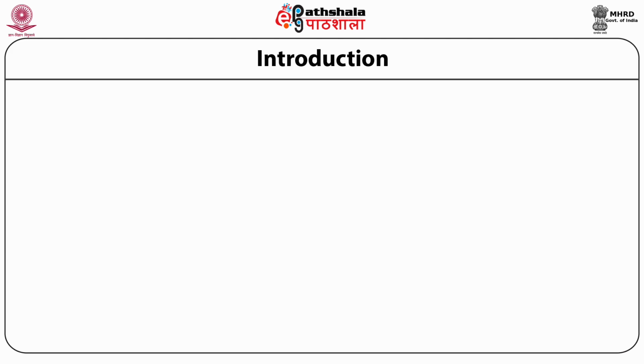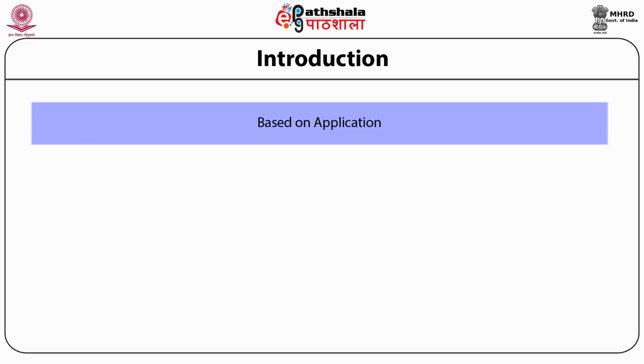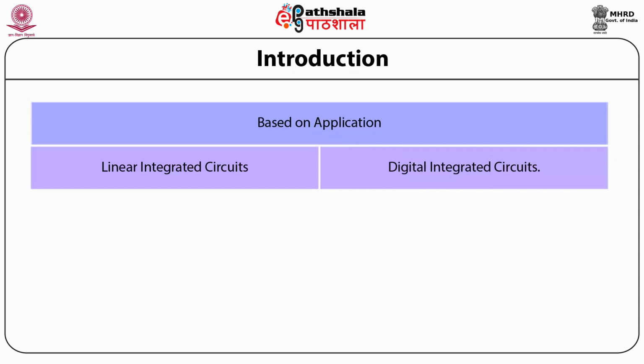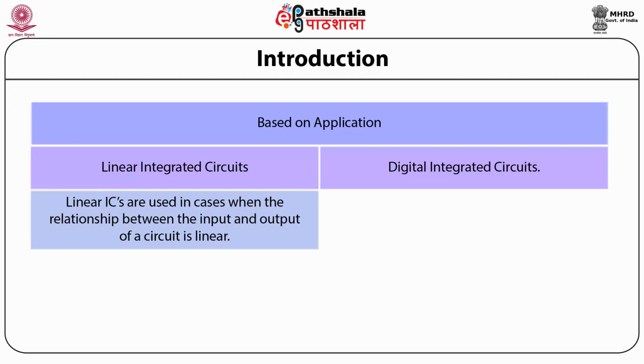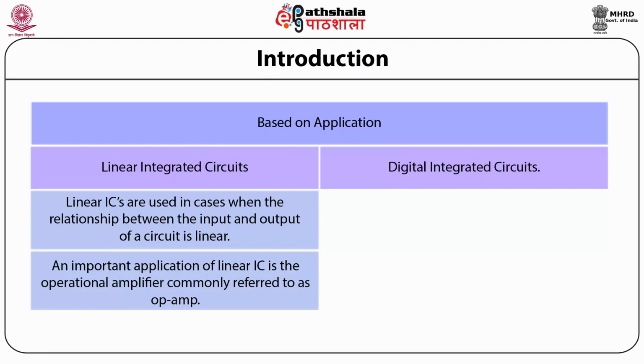Let us now discuss the other classification of ICs based on their application. They are classified as linear integrated circuits and digital integrated circuits. Linear ICs are used in cases when the relationship between the input and the output of a circuit is linear. An important application of linear IC is the operational amplifier, commonly referred to as op-amp.